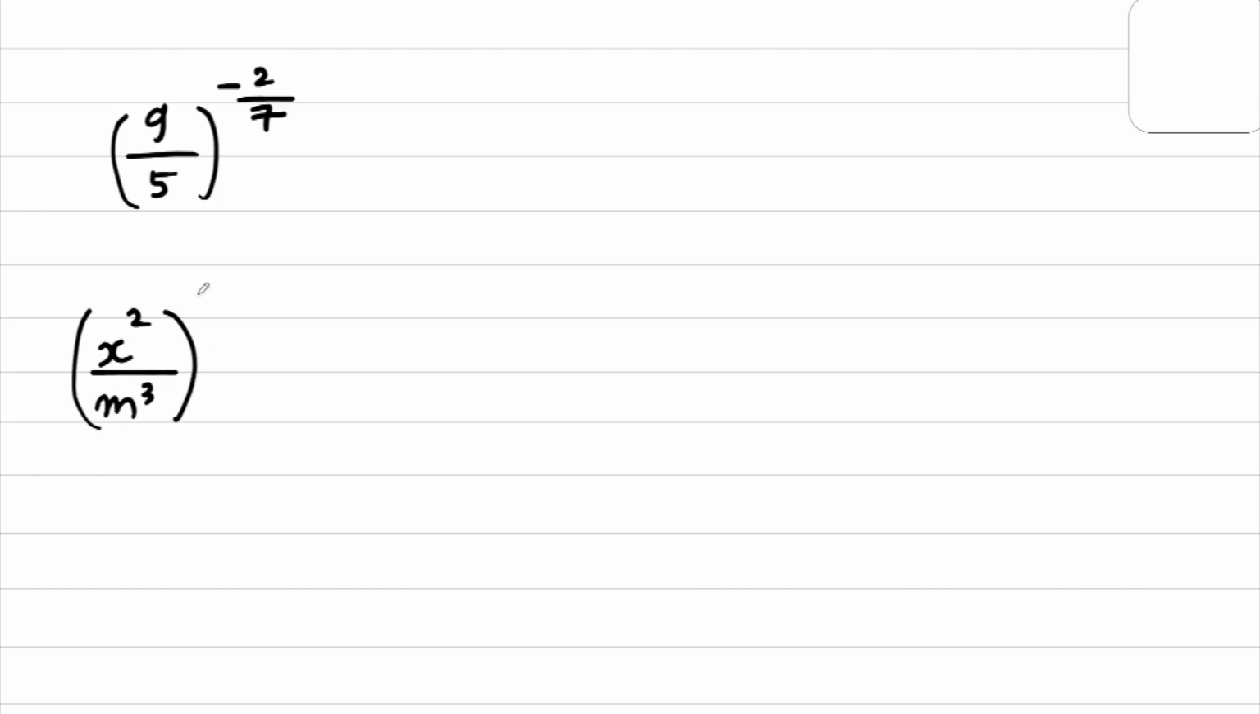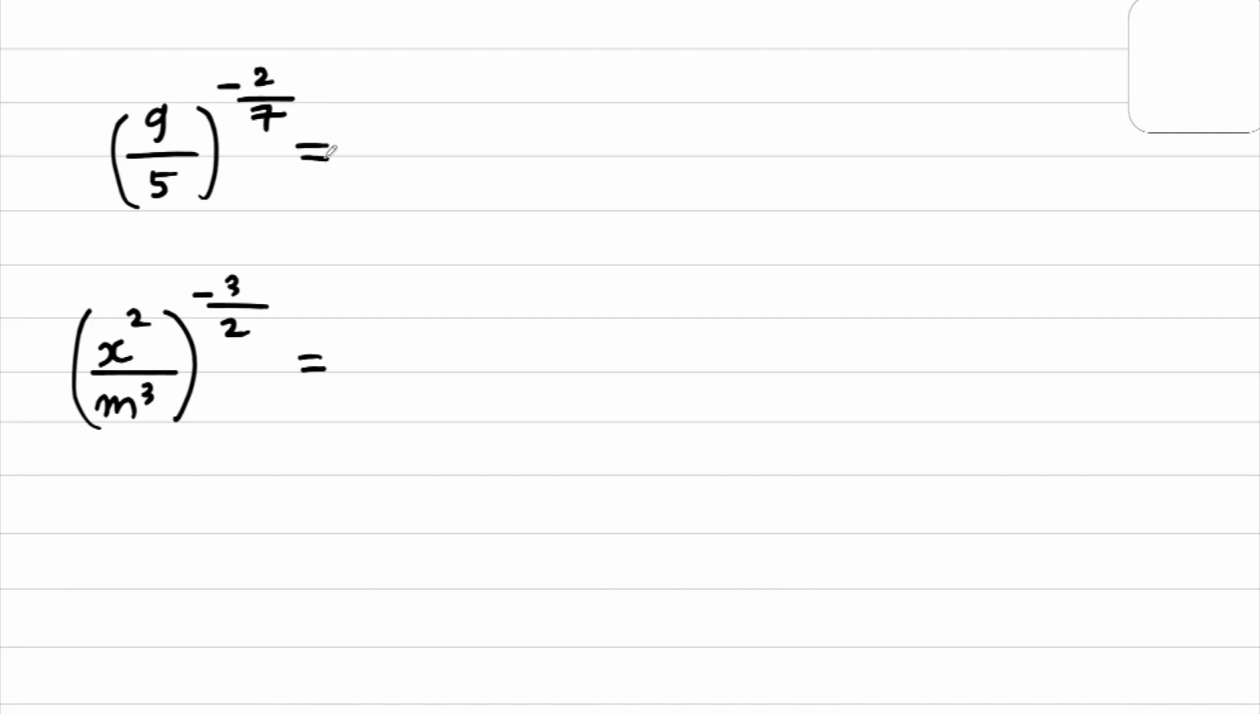The first case, you have 9 over 5 to the power of negative 2 over 7 in this writing. And another one, x squared over m cubed, and the outside power will be negative 3 over 2. Yes, and you should work on it by yourself first.